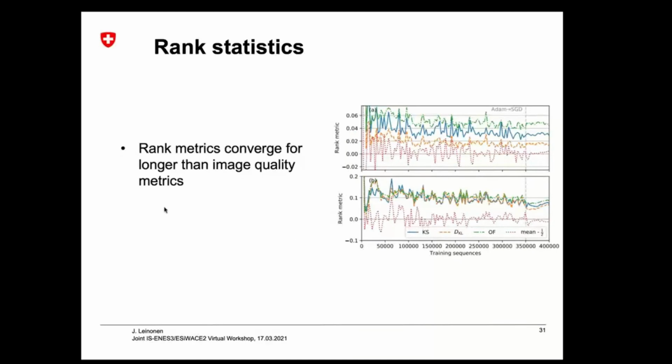And one interesting thing we found was that the image quality metrics actually converge and then saturate very quickly. But the rank metrics converge for a lot longer. So basically, you could train a GAN that generates already very good looking images, but it doesn't yet have a good idea of what the uncertainty is. But when you keep training it, it actually gets better at the uncertainty features as well.